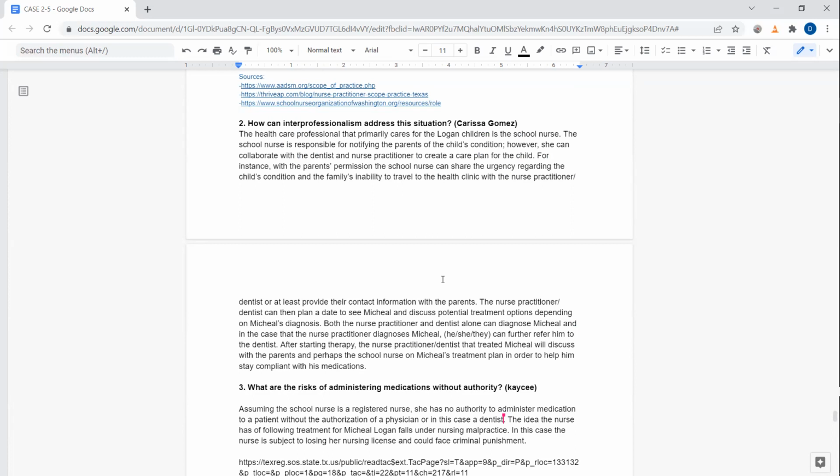Both the nurse practitioner and dentist alone can diagnose Michael. And in the case that the nurse practitioner diagnoses Michael, they can further refer him to the dentist. If necessary, after starting therapy, the nurse practitioner or dentist that treated Michael will discuss with the parents and perhaps the school nurse on Michael's treatment plan in order to help him stay compliant with his medications.